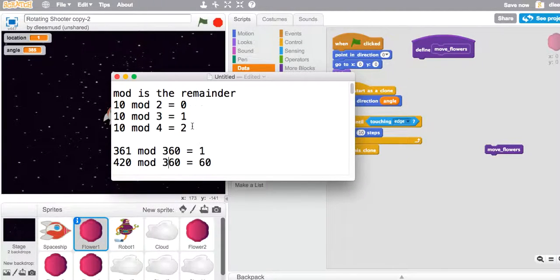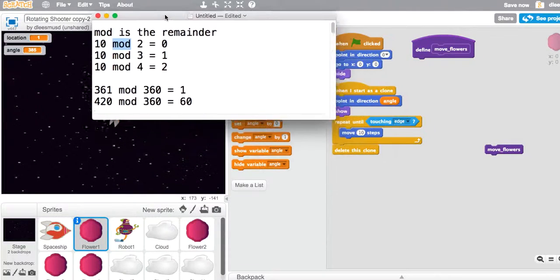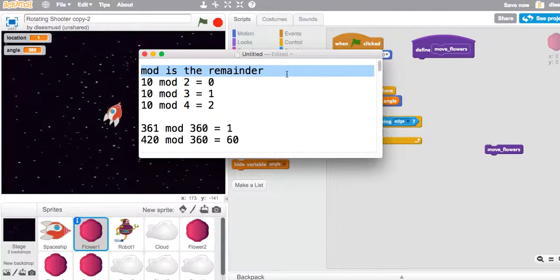And so there is a cool operator that we can use here. It's called mod. Okay, and what is mod? Mod is the remainder. So here we have 10 mod 2. What you do is you divide 10 by 2, which gives you 5. And what's the remainder that's left over? 0. So 10 mod 2 is 0. Now 10 mod 3, you take the 10 and you divide 3 into it, and we're left with a remainder of 1, and that is our answer here. And then we have 10 mod 4, which is 10 divided by 4, that's 8, but that leaves us with a remainder of 2, and that's our answer.